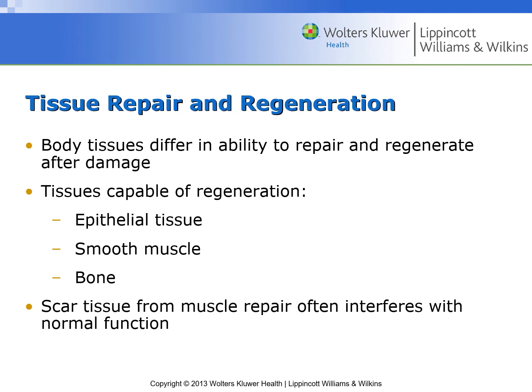Now, in terms of tissue repair and regeneration, the body tissues differ in their ability to repair and regenerate after damage. Tissues capable of regeneration include epithelial tissue, smooth muscle, and bone. Scar tissue from muscle repair often interferes with normal function.